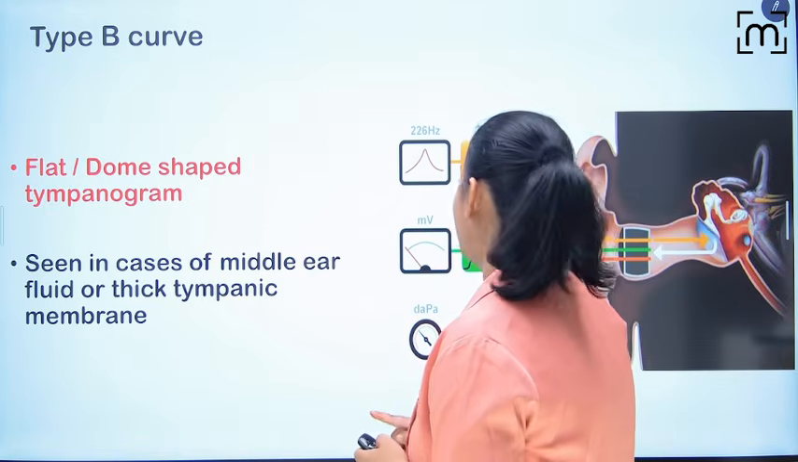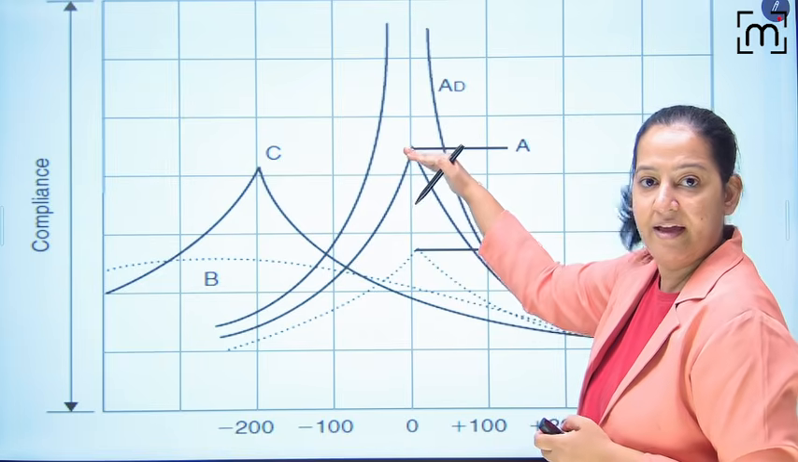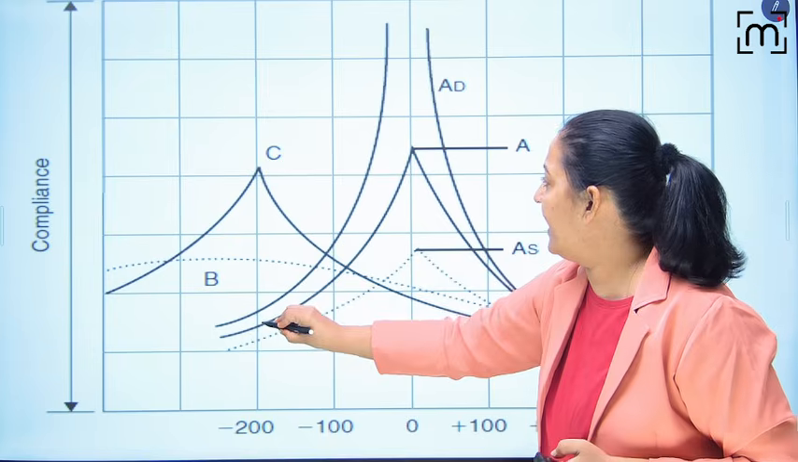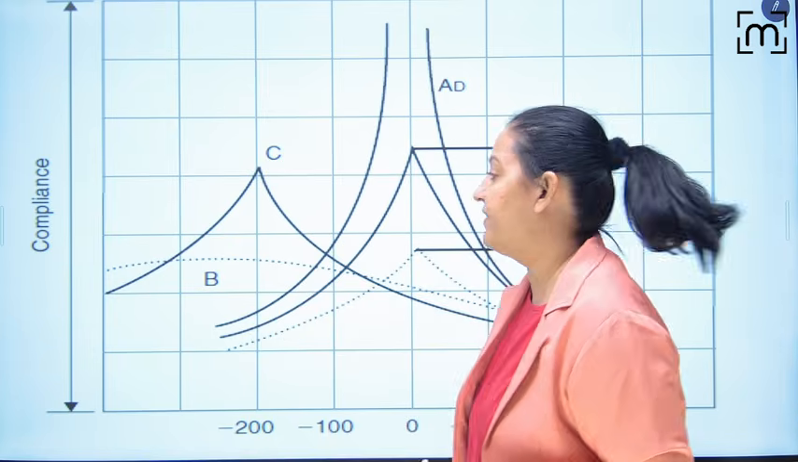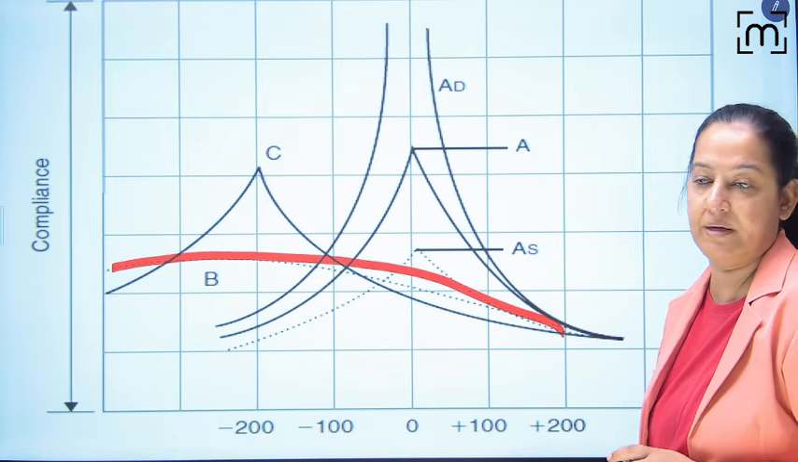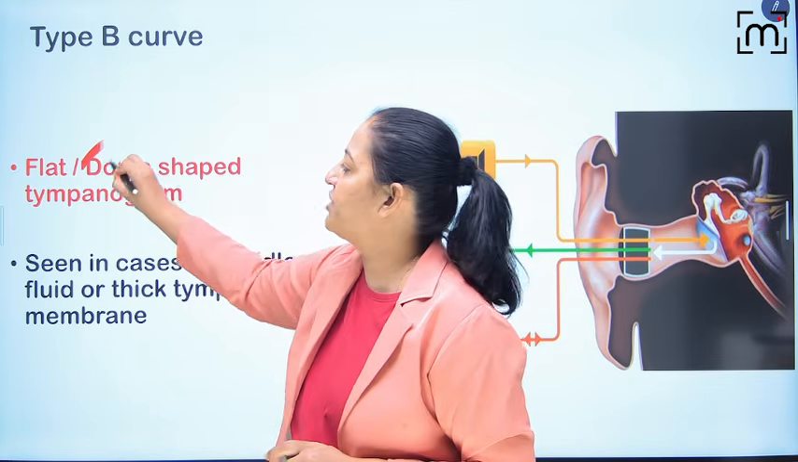Okay, now coming on to type B. So we have seen A, AS, AD. I will revise all 5. Now coming on to type B. Type B, the flat dome shape. It is known as a flat dome-shaped tympanograph.